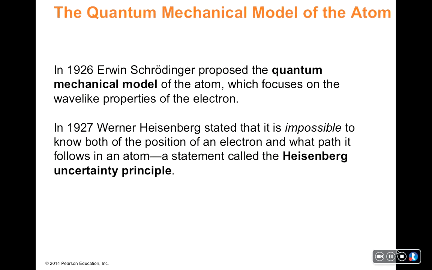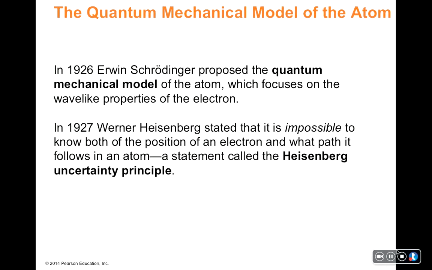Okay, so at this point there was a lot of information that was known. In 1926, Schrödinger proposed the quantum mechanical model of the atom, which does focus on those wave-like properties. That's the model that we'll use and describe in more depth, and it is the one that describes electrons as being in orbitals, not as orbits around the nucleus. You'll see the difference in a little bit.